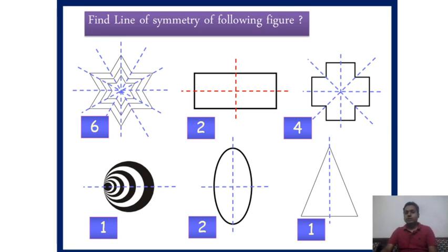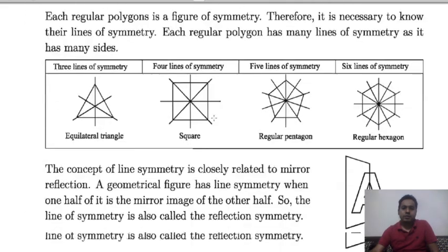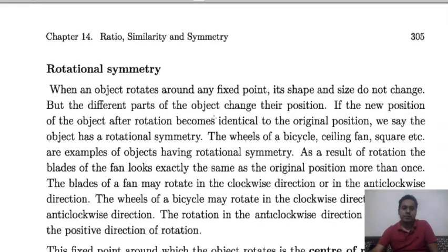Now we want to start rotational symmetry. I think you have already understood how we can find the line of symmetry. Now we want to go on to rotational symmetry. At first we want to see the definition of rotational symmetry from our textbooks.